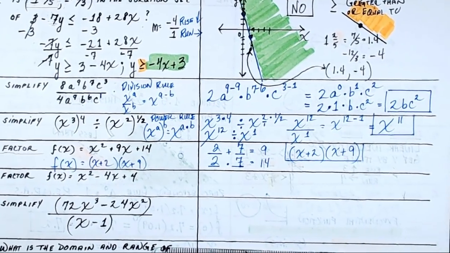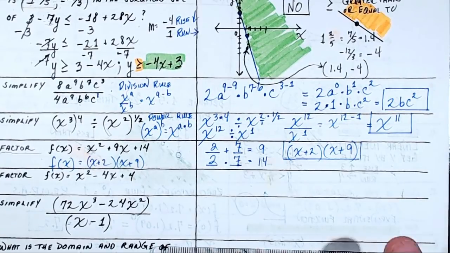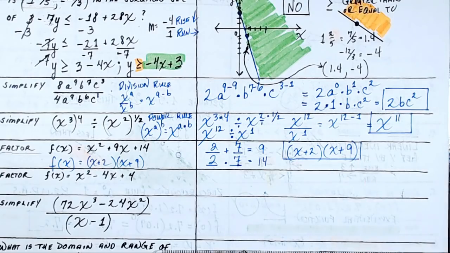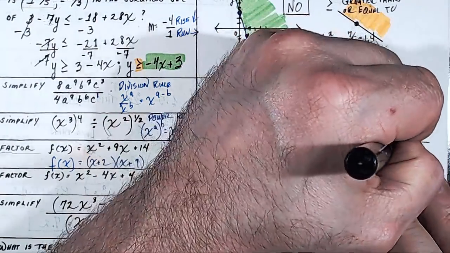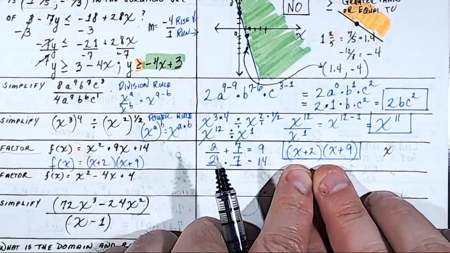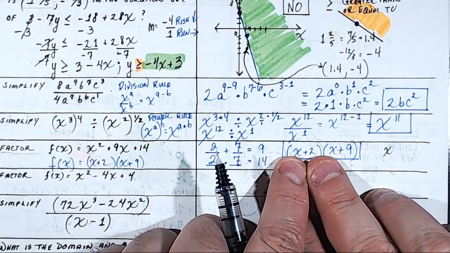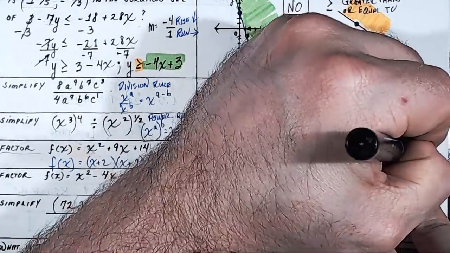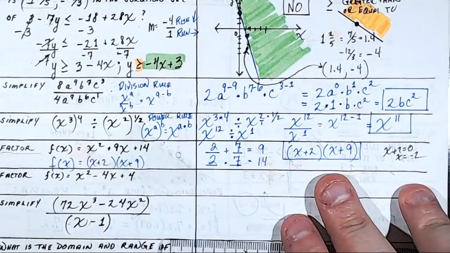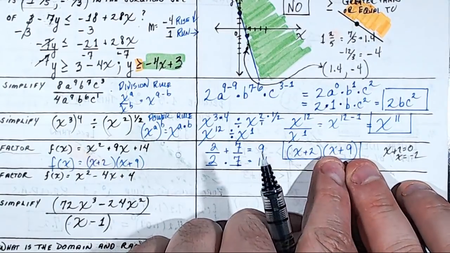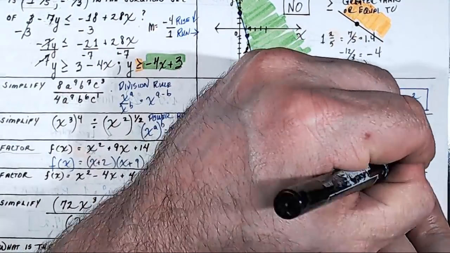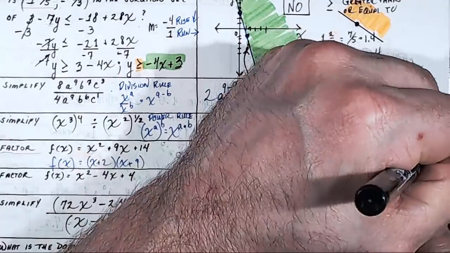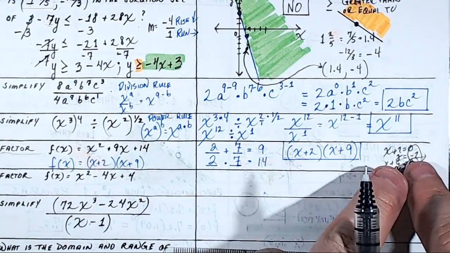Incidentally, what are the solutions to this quadratic? Well, if x plus 2 and x plus 7 are the factors, you know the solutions. You just solve for x. So you set x plus 2 equal to 0, and you solve for x. X equals negative 2. And then you do the same thing for x plus 7. X plus 7 equal to 0. So x equals negative 7. So negative 2 and negative 7 are the solutions.